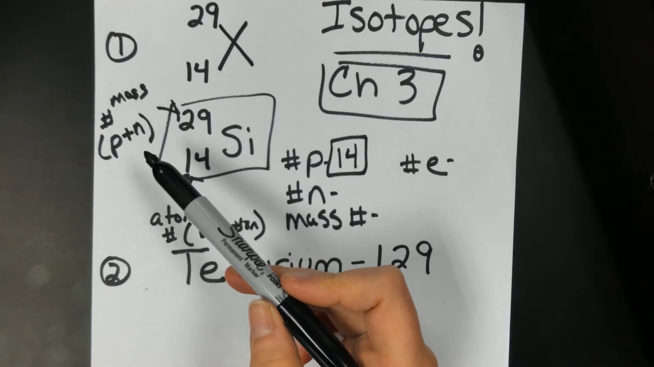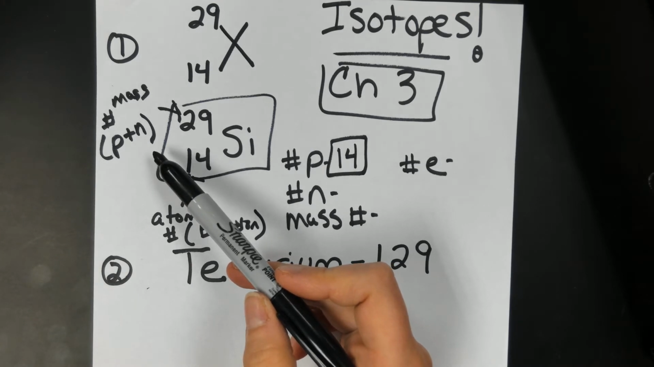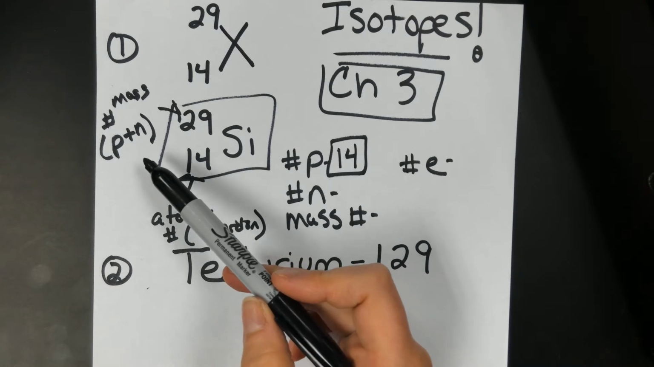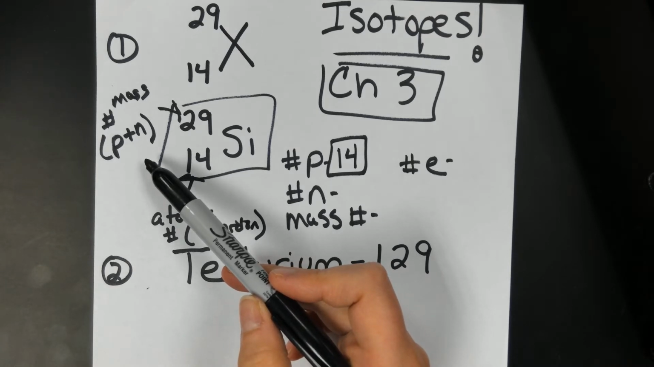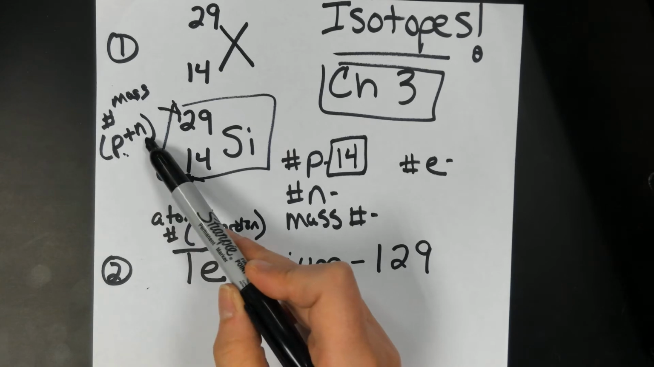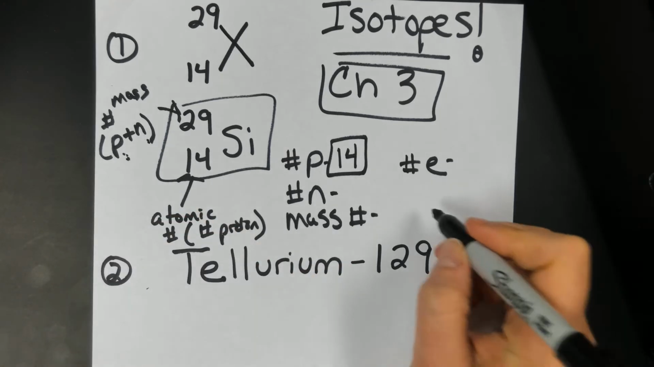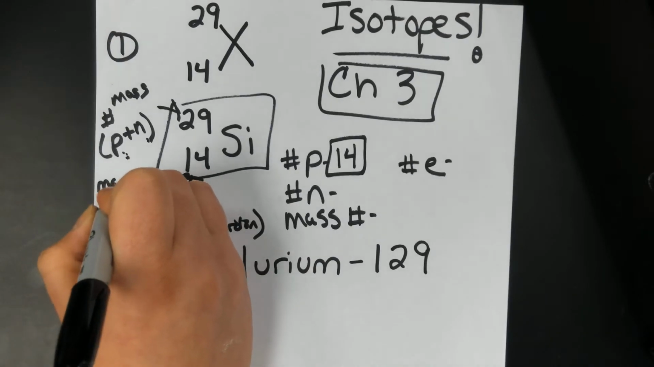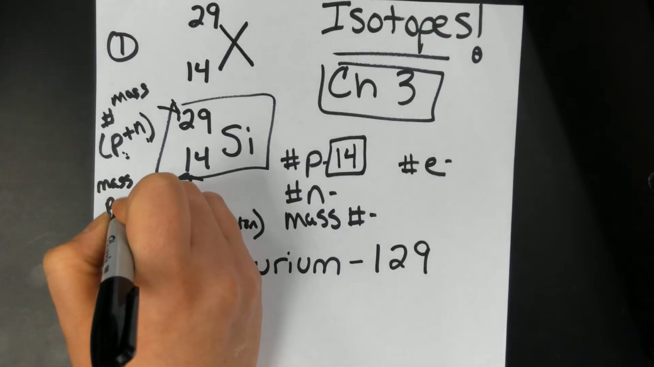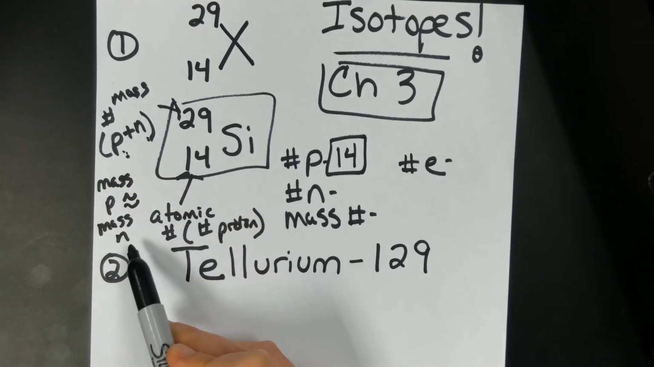Why do I ignore the number of electrons, guys? Is it because electrons don't have any mass? No, electrons have mass, it's just minuscule. If you remember, it's almost a 2,000th of the mass that protons and neutrons have. Another thing that's worthy of note is that we're assuming that the mass of protons and neutrons are about the same. So I'm just going to write mass of P is approximately equal to mass of N. That's something that you should note.